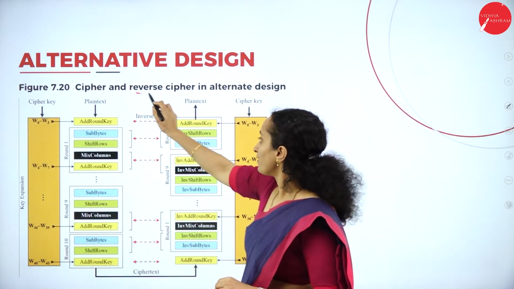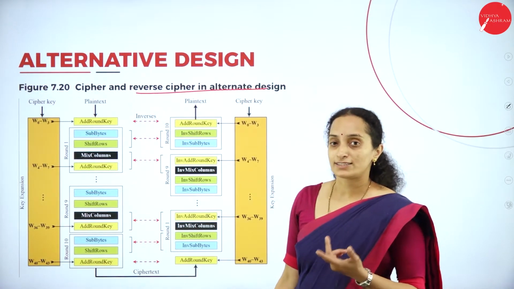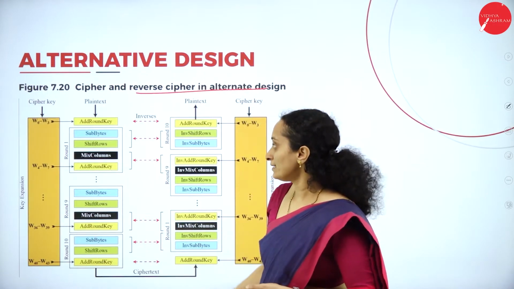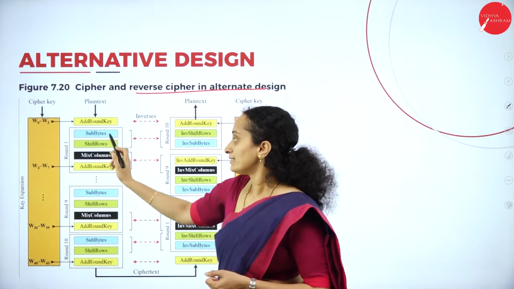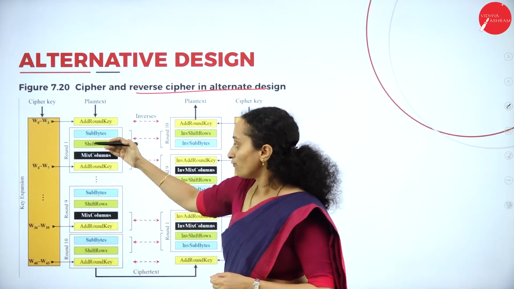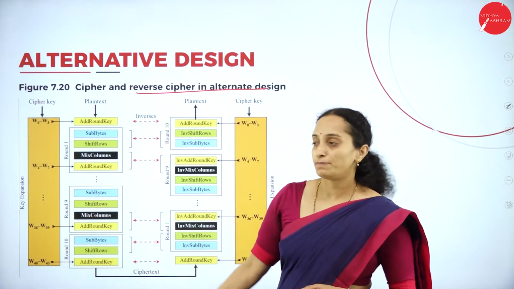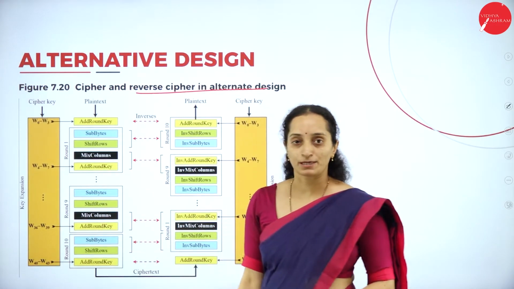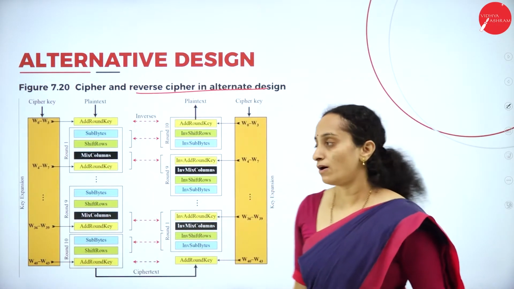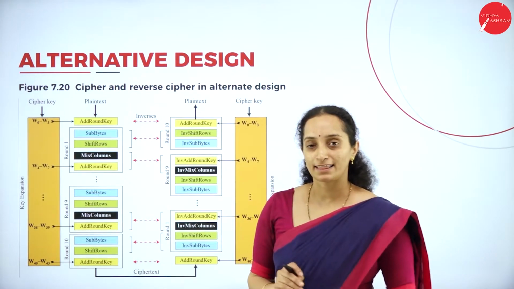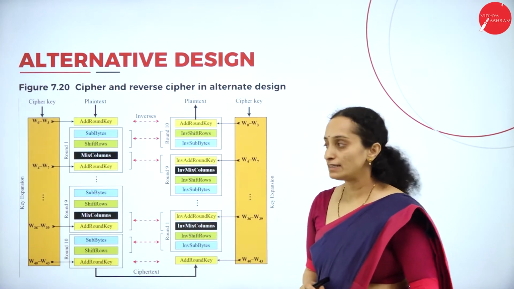So, cipher and inverse cipher in the alternative design. It is altered a little bit. We get AddRoundKey, SubBytes, ShiftRows, followed by MixColumns and AddRoundKey. Everything will be in order in an encryption process or encryption algorithm. We follow the inverse method in the alternative design.